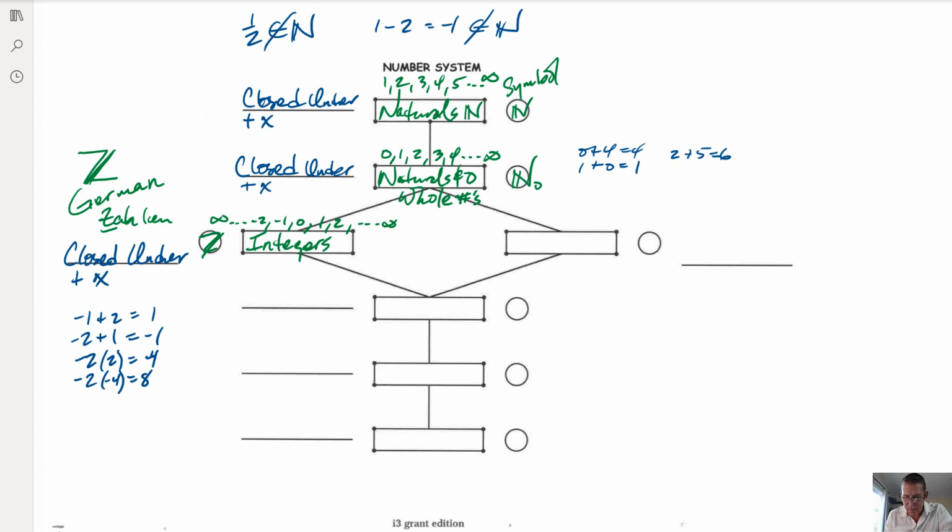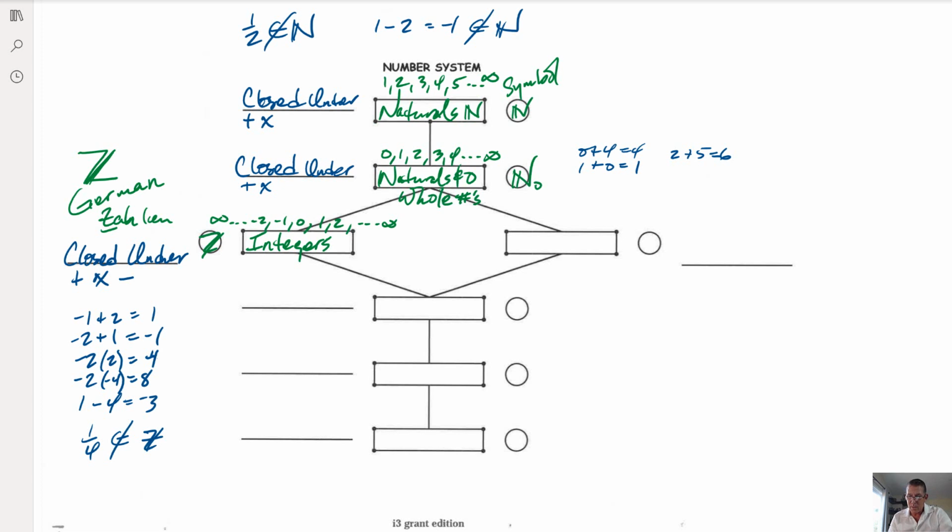Now this one here is also closed under subtraction, because if you take 1 minus 4, you get -3, and that's an integer. All right, so it's closed under subtraction, but not division, because 1 divided by 4 is not an element of the integer set. All right, so no fractions, so not division.